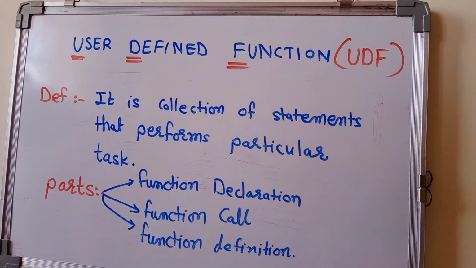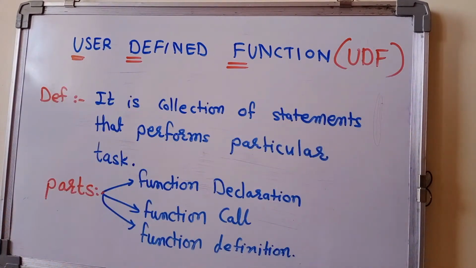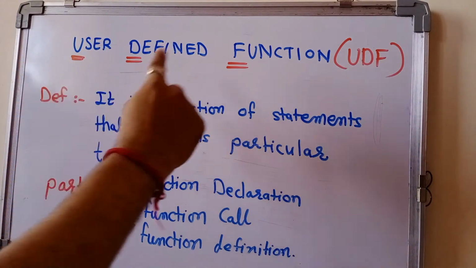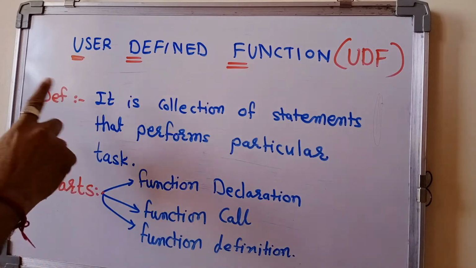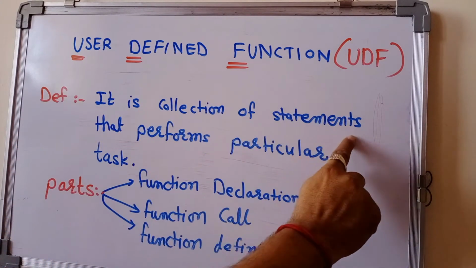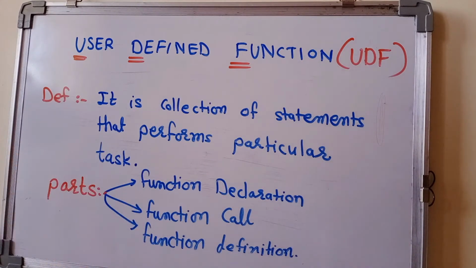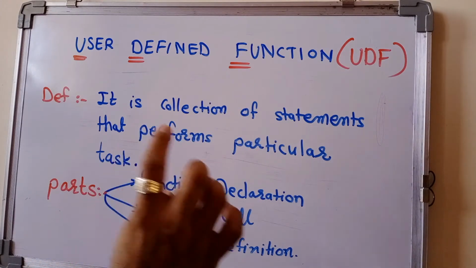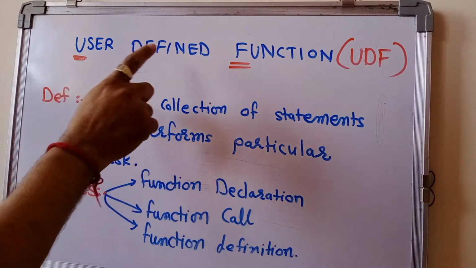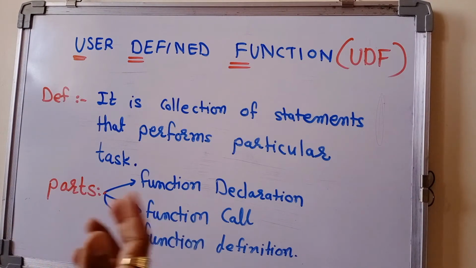Hello friends, today we will learn what is user defined function, that is called UDF in C language. What is user defined function? Its definition is very simple. It is a collection of statements that perform a particular task. A number of statements are grouped together and perform a particular task. That group of statements is called the user defined function that will be created by the user or programmer.